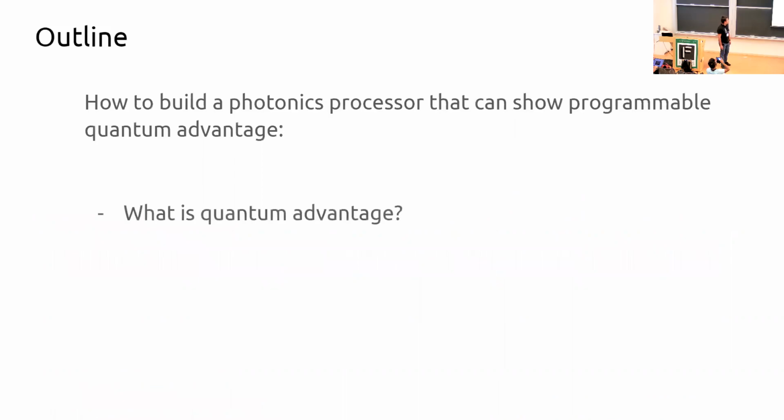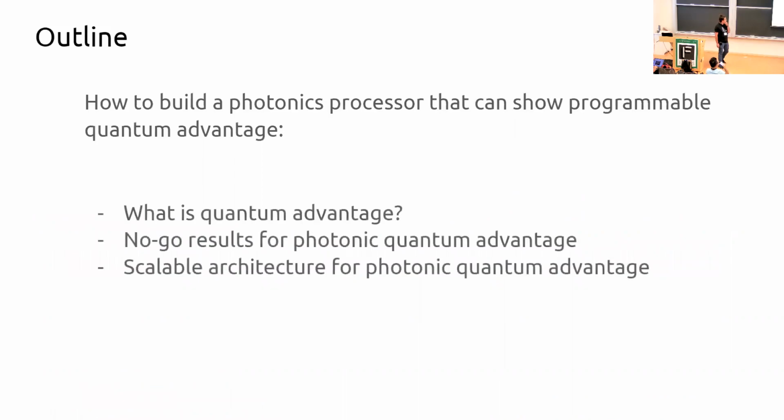So this is how I want to break the talk. I want to tell you a little bit about what quantum advantage is, then a no-go result that tells you if you try to build this machine that you want to show quantum advantage with, well, that's not going to work, and I'm going to try to argue why, based on drawing blobs of different colors. Then we will show a scalable architecture that we thought would work. And finally, I also get to show you the machine that Jonathan's team and other people at Xanadu built.